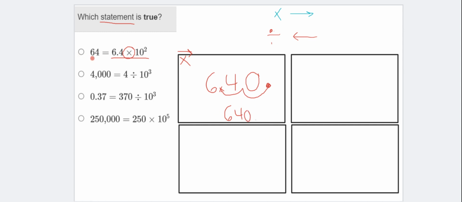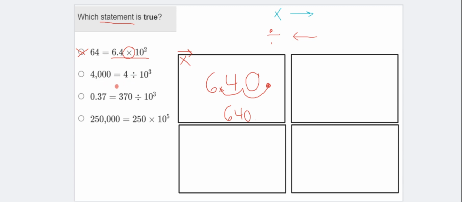Now let's look back to the statement. If the statement was true, it would say it equals 640. Is that number 640? No. So I'm going to cross it out. Let's take a look at the second one.